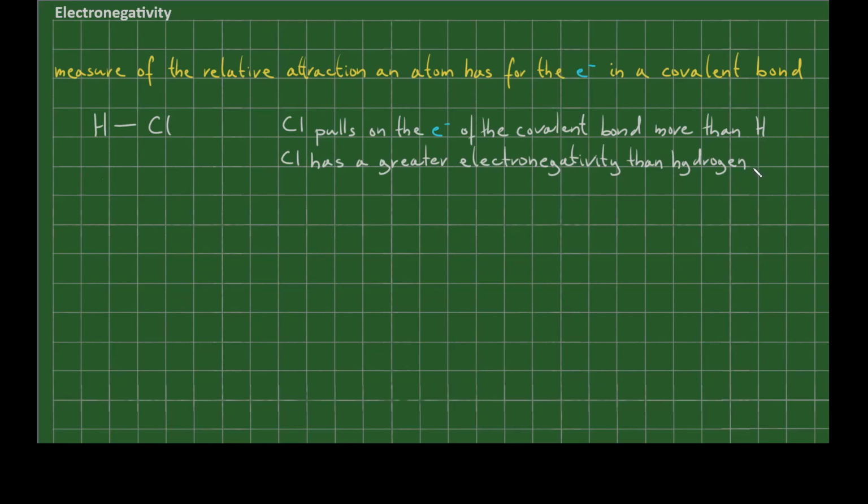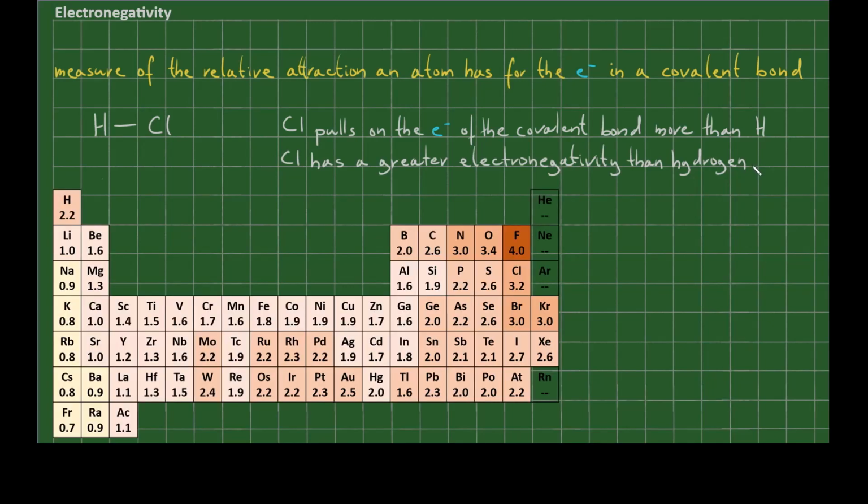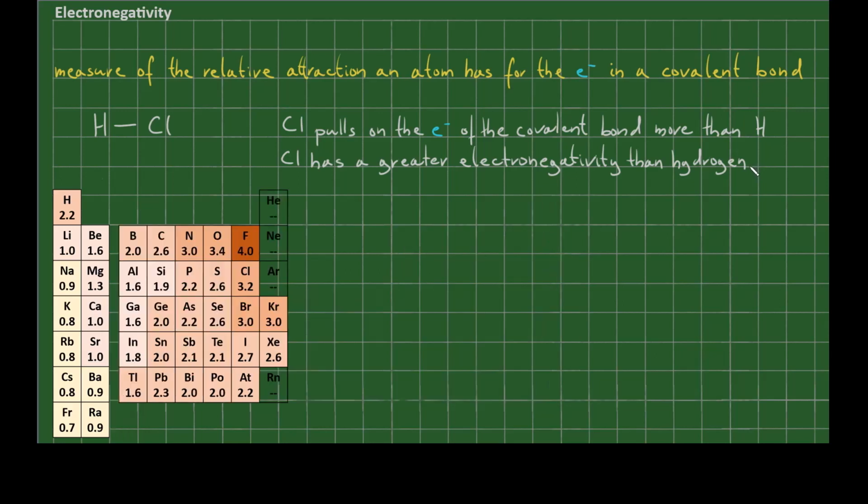but how am I supposed to know which atom has the greater electronegativity? Well, luckily we have a table for that. And here it is. The greater the value, the greater the electronegativity. In order to make things a little bit neater, I'm going to replace this table with one that contains only the main group elements. There are a couple of points that I would like to make about this table.